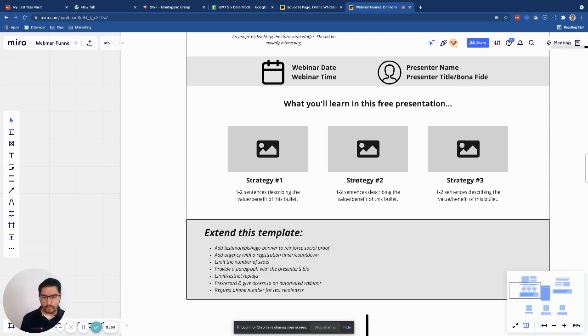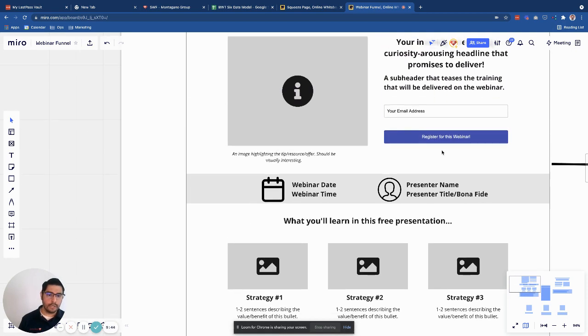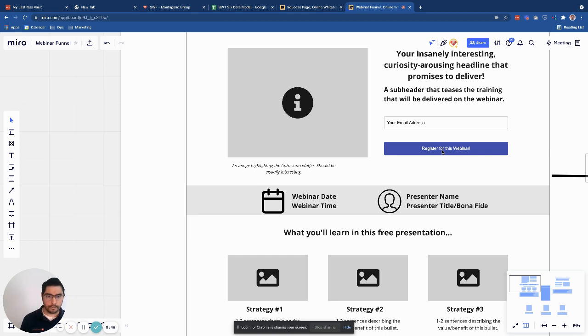Okay. Now, you also might want to add a paragraph with the presenter's bio. Maybe you want to limit or restrict replays, so that somebody who registers can only get access to the replay for 24 hours, and then after that it's gone, in order to prevent the problem of shrinkage. And this, by the way, is an issue with webinars in general. You should expect that the number of people who sign up and the number of people who show up is going to be slightly less than half.